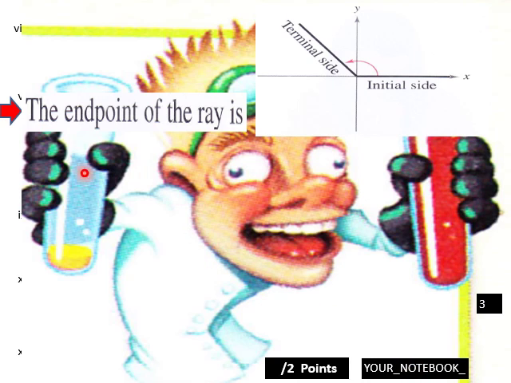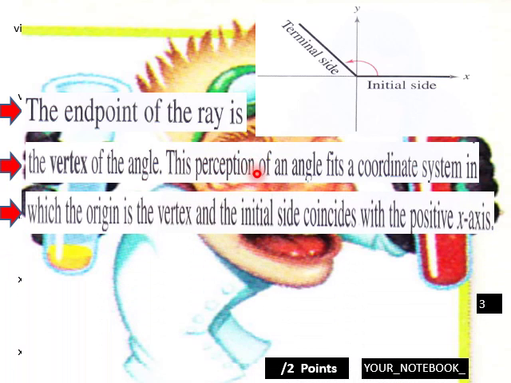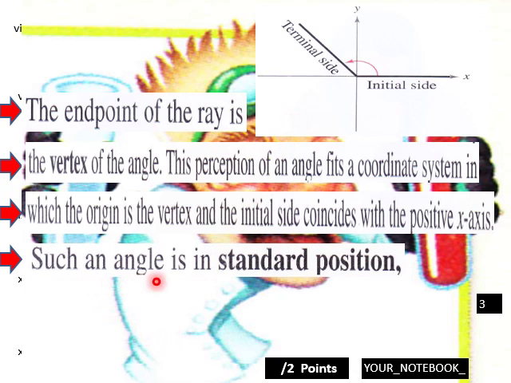Again, another notebook entry. The endpoint of the ray is the vertex of the angle. Here would be your vertex. This perception of an angle fits a coordinate system in which the origin is the vertex and the initial side coincides with the positive x-axis. This is the positive side of the x-axis on this side. This is your negative side over here. Such an angle is in standard position. This is standard here.